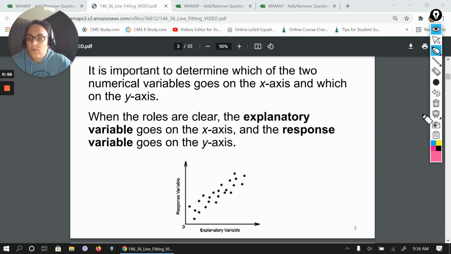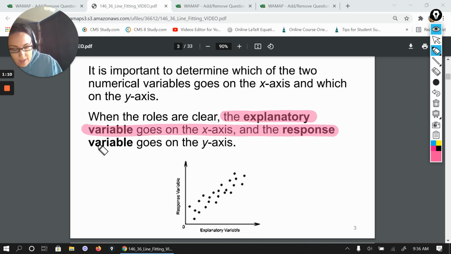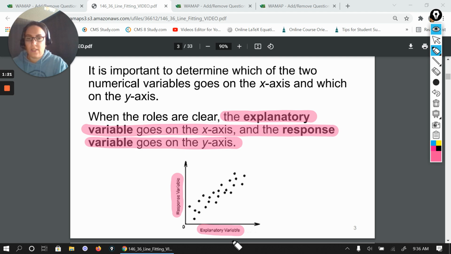It is important to determine which of the two numerical variables goes on the x-axis and which on the y-axis. When the roles are clear, the explanatory variable goes on the x-axis and the response variable goes on the y-axis. So in this example, we can see a graph with explanatory across the bottom and response up the side.